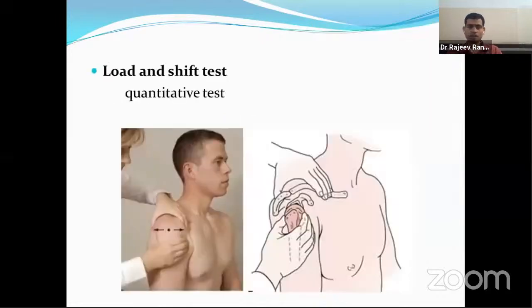Load and shift test is a quantitative test, and it's performed by the examiner stabilizing the shoulder from behind and grabbing the humeral head, and pushing it anteriorly and then posteriorly. If the shift anteriorly is more than 30% of the humeral head diameter, then it's considered as the presence of anterior instability in that shoulder. And if more than 50% shift is present on the posterior side, then posterior instability is confirmed. It's a quantitative test.